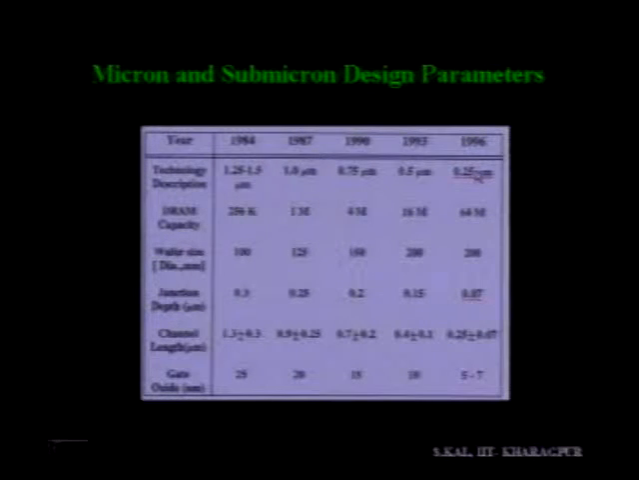In the same time, you can see that DRAM capacity has increased from 256 kilobit to 64 megabit. And wafer size has increased from 100 millimeter diameter to 200 millimeter diameter. 100 millimeter is a 4 inch diameter wafer, and 200 is an 8 inch diameter wafer. So what is important is that as the feature size reduces, people at the same time are thinking about how to increase the size of the wafers.